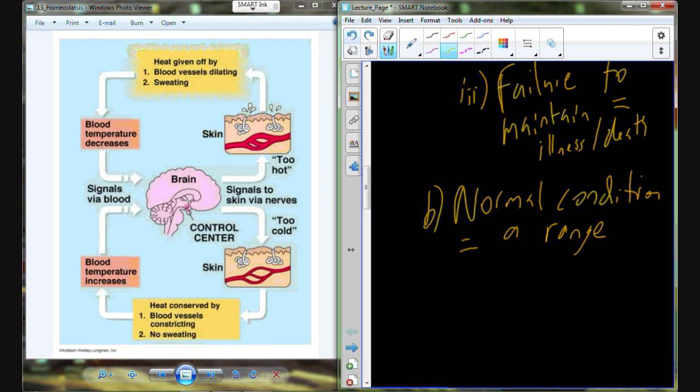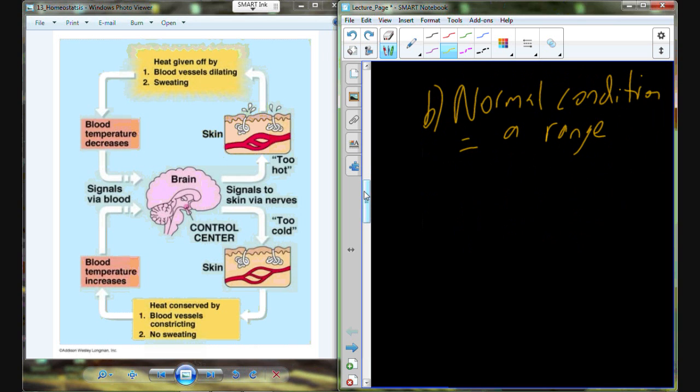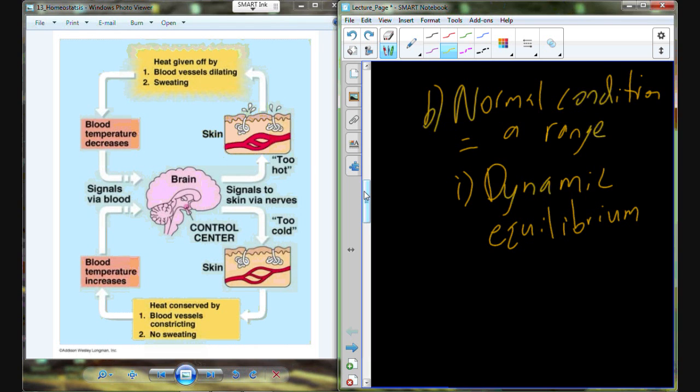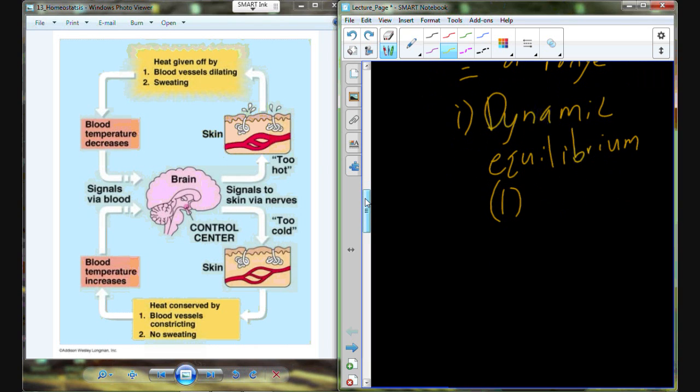Now, how tight or how loose this range is going to really depend on the specific homeostatic variable. But let me illustrate this. This range basically is a number of different acceptable normal conditions. Okay? And we call the range a dynamic equilibrium. A dynamic equilibrium. Okay? What does it actually mean to be a dynamic equilibrium? Well, to start out with, dynamic just simply means that it's going to move through that range. It's not just static. It's not just one point. And it's an equilibrium because it's trying to balance around some set point or some average.